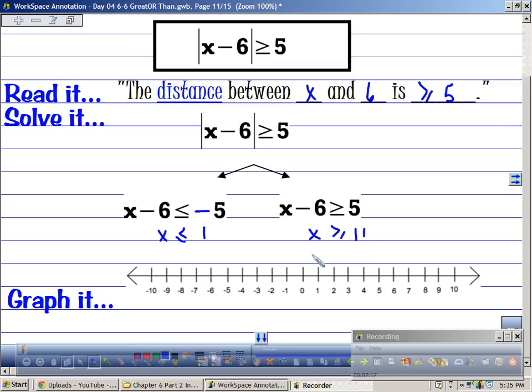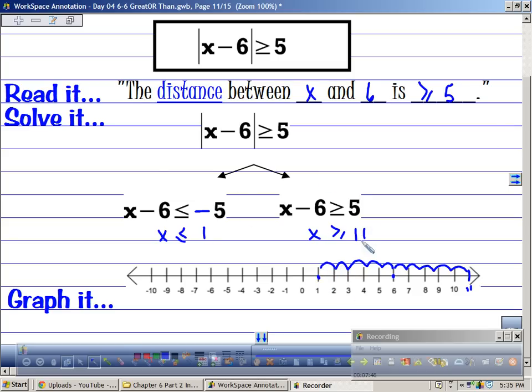So let's see if that makes sense. I said the distance between x and 6 is greater than or equal to 5. So on our previous examples, we would start at 6. I'm going to go over to 6, and we would go 1, 2, 3, 4, 5, and 1, 2, 3, 4, 5.